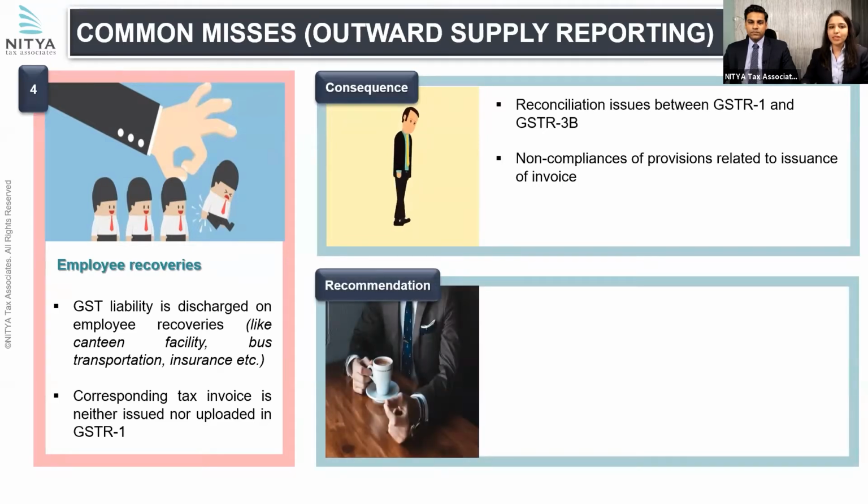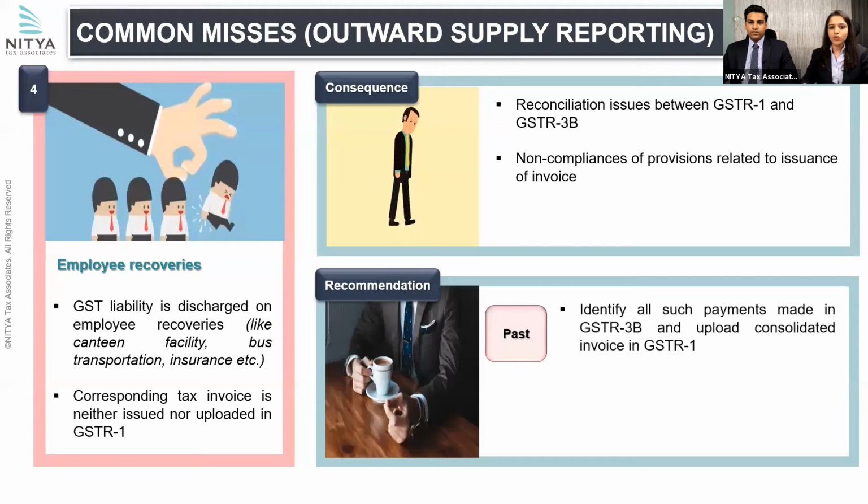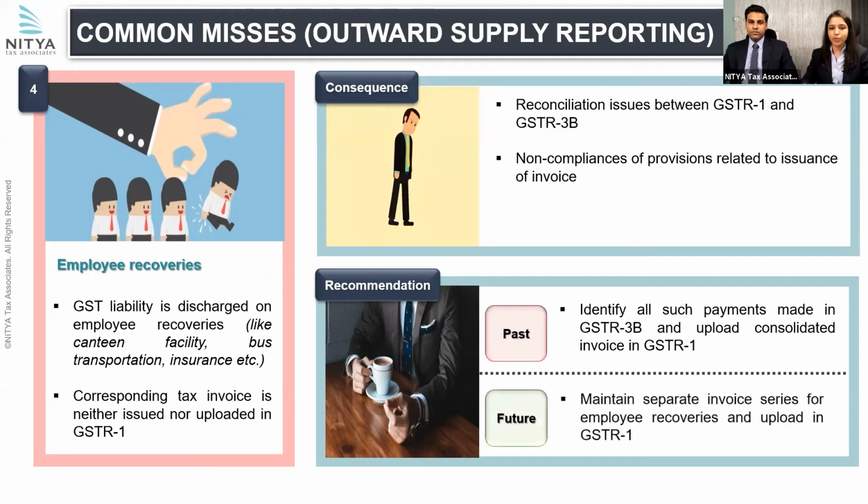So considering these misses and consequences, the recommendation would be identify all such transactions on a priority basis while making the payment in GSTR 3B and ensure that nothing is missed, and upload consolidated invoices while filing GSTR 1 under B2C supplies. Also, in future, it would be advisable that if the taxpayers maintain a separate invoice series for employee recoveries, it will be an advantageous situation because you will be able to identify such transactions at an early stage, and this will help you to avoid any errors while filing your GSTR 1.